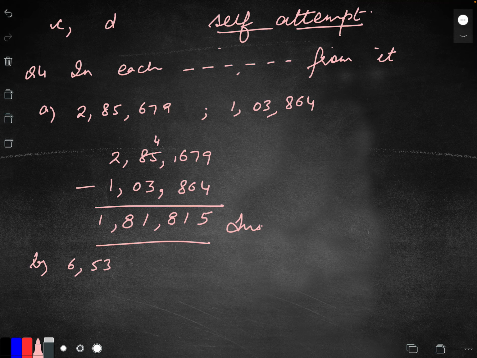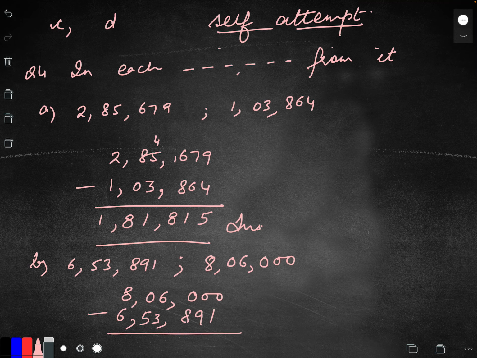C will be your self-attempt question. 6,53,891 and the second number given is 8,06,000. The bigger number is 8 lakhs. So 8 lakh is going to be written on the top. You are supposed to subtract 6,53,891 from it. So you keep on borrowing from here, make it 10, borrow from here, make it 10, borrow from here and make it 10. Now do the subtraction part. Again borrow, make it 7 and 1. So this is your answer.